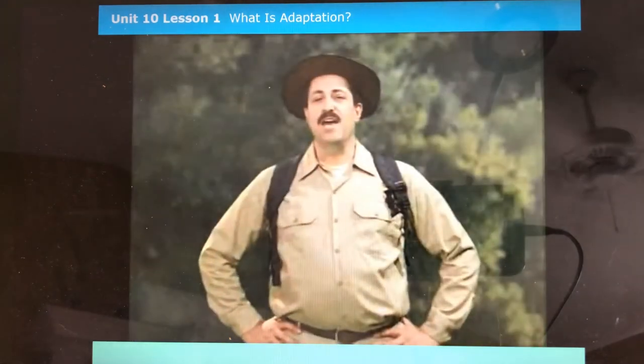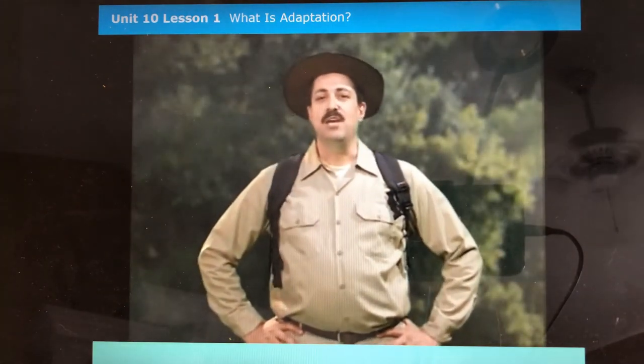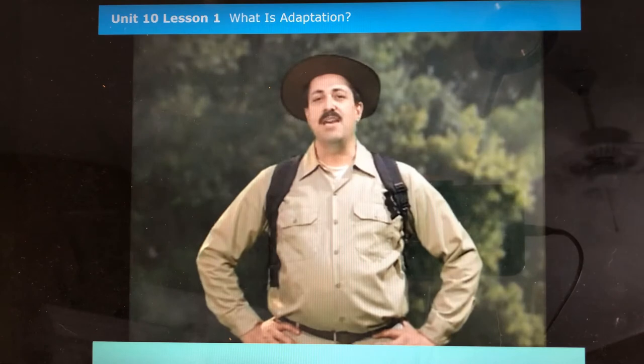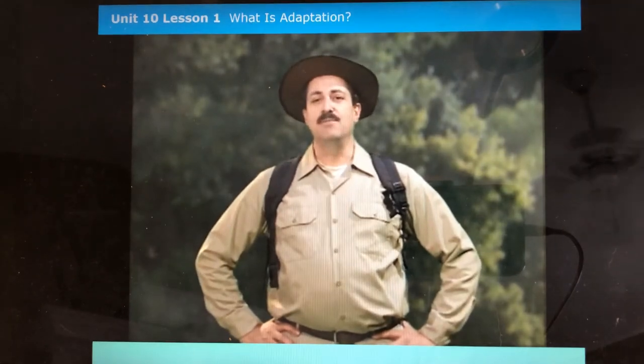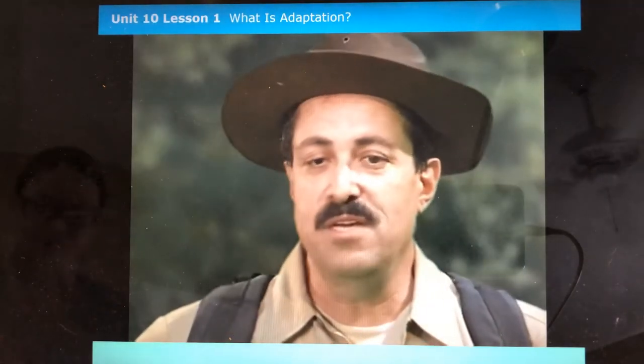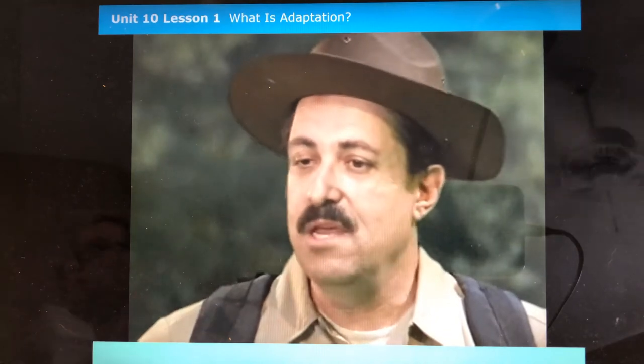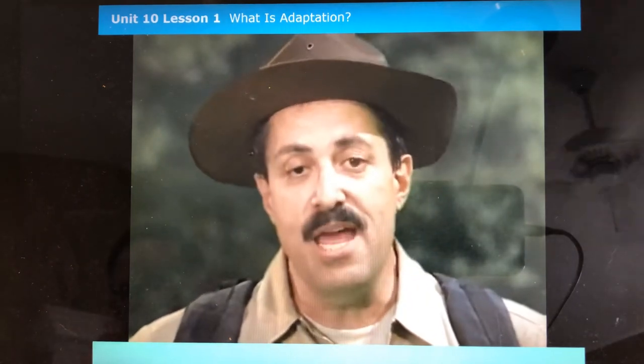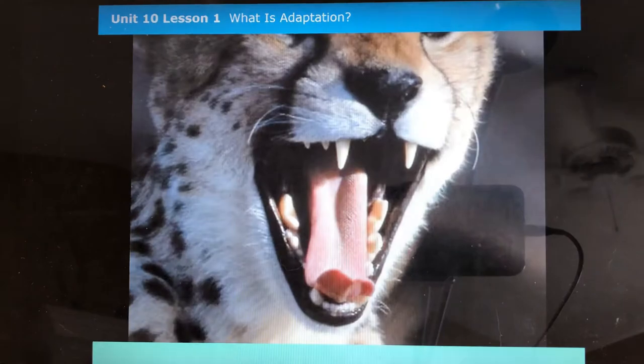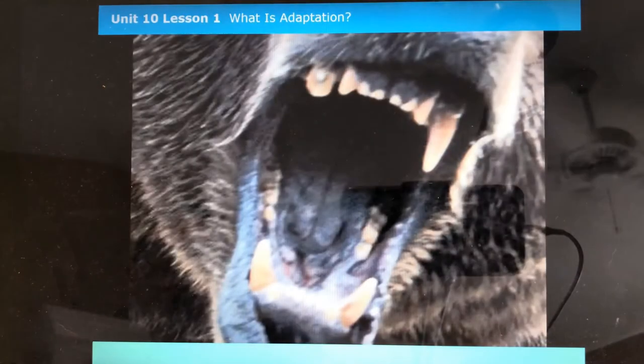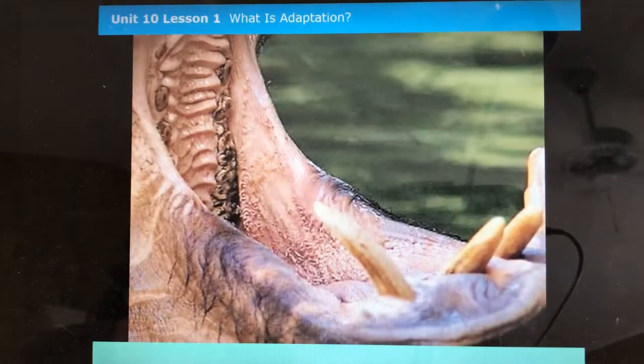In order to survive, animals must have energy to grow, reproduce, and live. This energy comes from eating. Either physical or behavioral adaptation, or both, enable an animal to do this. One physical adaptation which is helpful in eating is teeth.